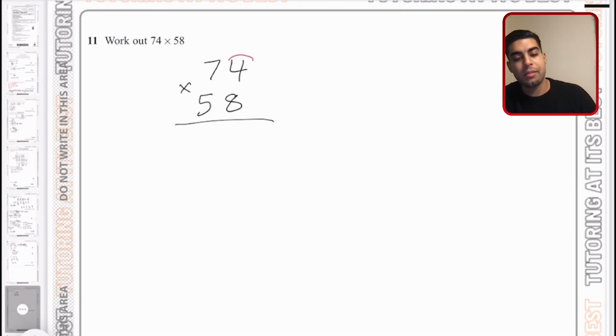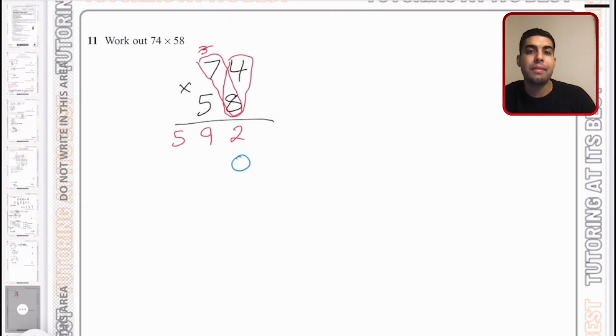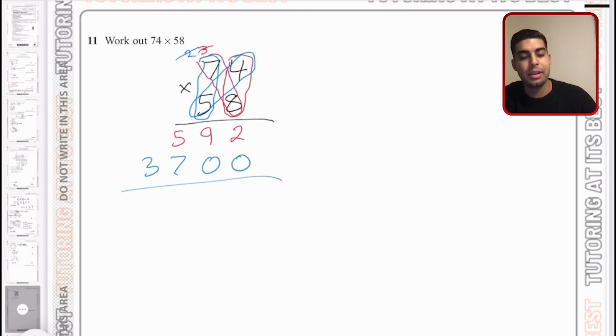And the first thing we're going to start off by doing is multiplying 4 by 8, which gives us 32, and then 7 by 8, which gives us 56. And then if we add that 3, that is 59. We then go ahead and put our place value holder, and let's go ahead and multiply 74 by 5. So again, 4 times 5 gives us 20, and then 7 times 5 is 35, plus the 2, which is 37. And then we can go ahead and add that up together.